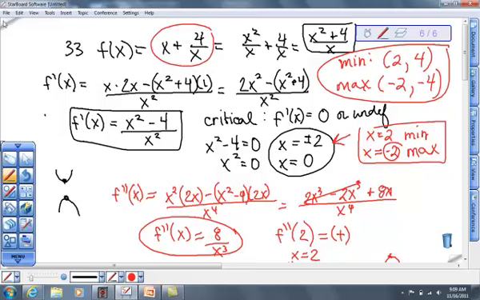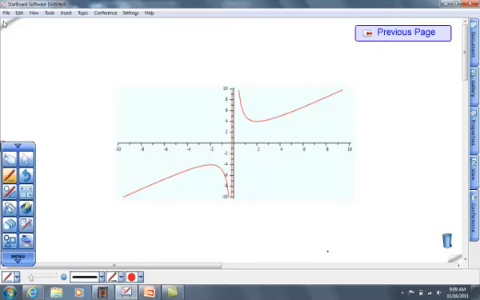So now I'm going to point to you. If you look here at the actual graph, what we found was that 2, 4 lied in a concave up section, and negative 2, negative 4 was a critical value that lay in a concave down section. So there is our relative maximum and relative minimum.